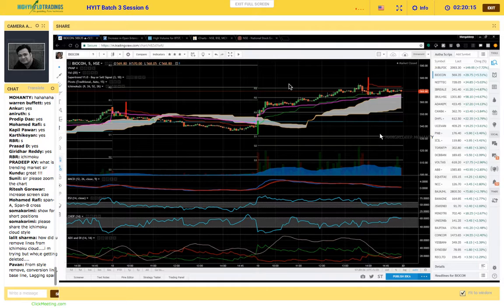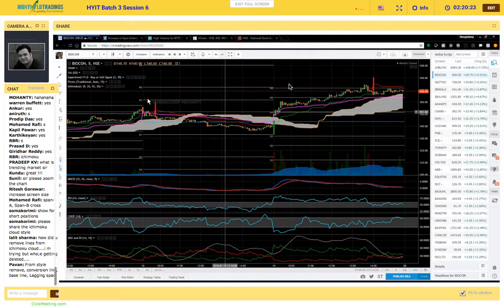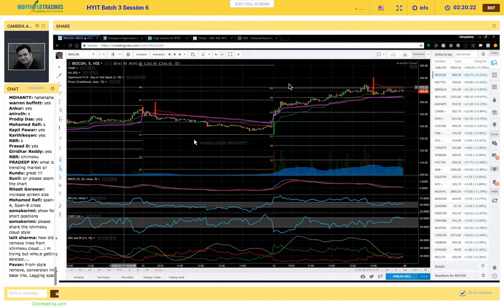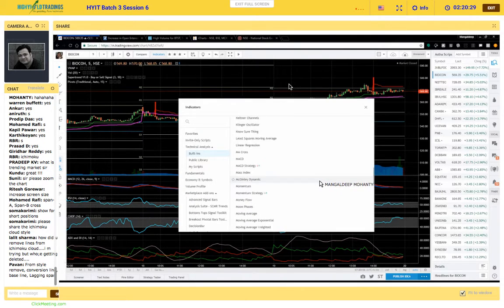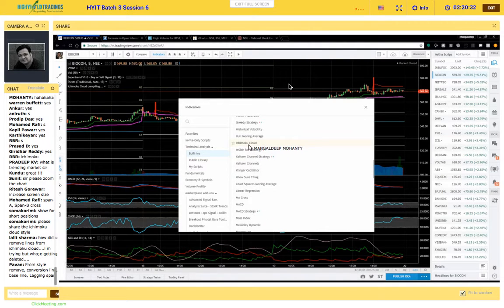All right, so next, coming on to the settings of the Ichimoku cloud. Let me show you how it actually looks. You right click, go to insert indicator on the right hand side, scroll down and search for Ichimoku cloud, this one. Click on that and you get so many lines. Let me go ahead and close all the others so that the chart can be bigger.